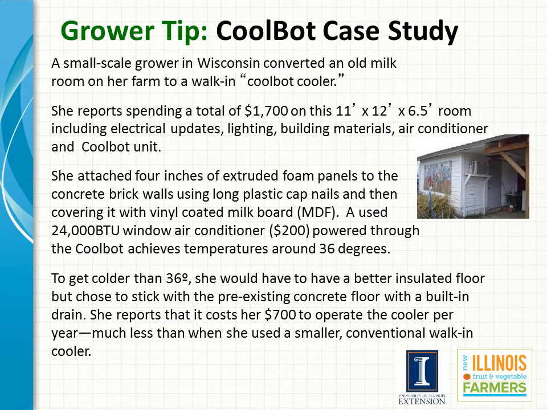Here is a case study of a grower spending $1,700 total for a 132 square foot cool room. She can get this room down to about 36 degrees Fahrenheit, which is good for holding most vegetables in the short-term storage range. To get the temperatures lower, the floors would probably need to be insulated better and door openings would have to be limited. She reported a $700 annual operating cost with this room, which is much lower than a smaller conventional walk-in cooler she used to use.